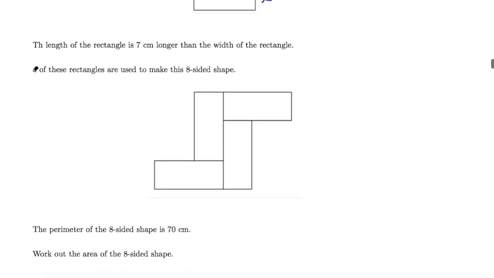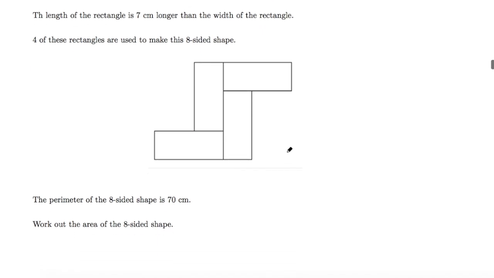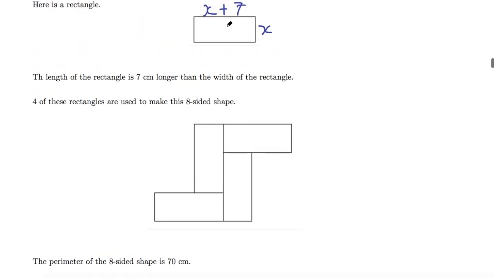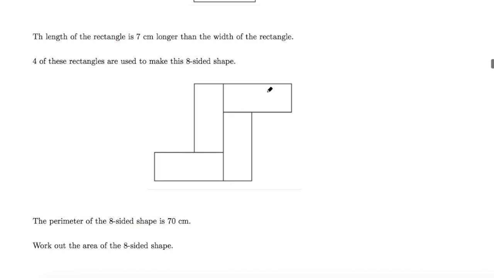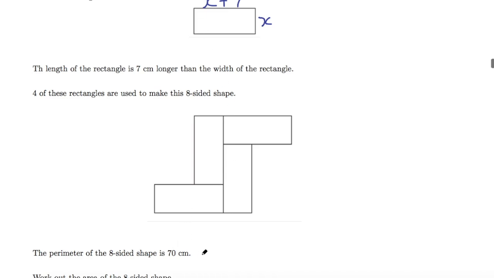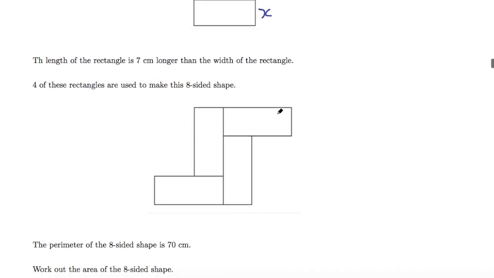The second part says 4 of these rectangles are used to make this 8-sided shape. The perimeter of the 8-sided shape is 70 centimeters. Work out the area of the 8-sided shape. Okay, so here we've got one unknown, and we're told that the perimeter will equal 70. So I feel like we'll be able to make an equation with x in it that will equal 70, and that will allow us to solve for x.